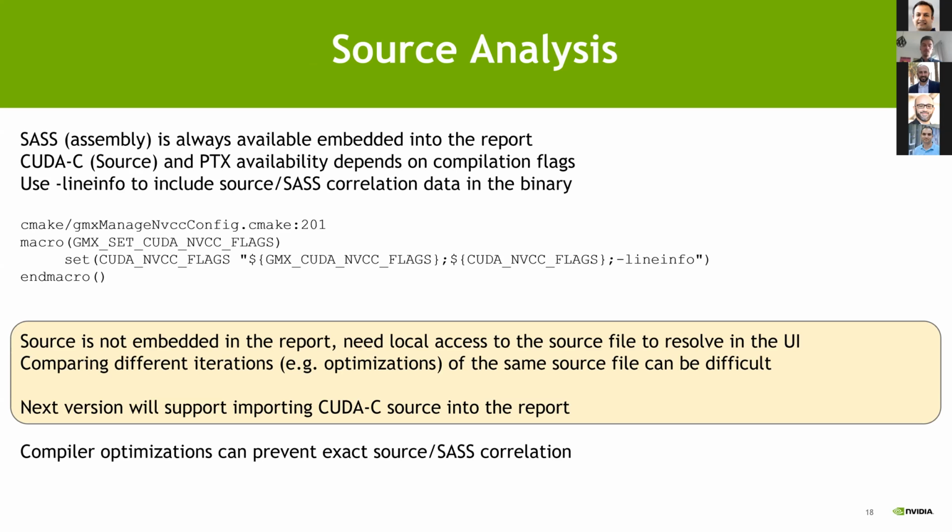And another thing to keep in mind is that compiler optimizations can prevent exact source-SASS correlation. So this is nothing that the tool has control over. It's completely up to the compiler to do that. And if you very aggressively optimize your code, which obviously is something that you want for performance analysis, then sometimes your instructions might be associated with a closing bracket or something, because the compiler optimized a lot of stuff away.